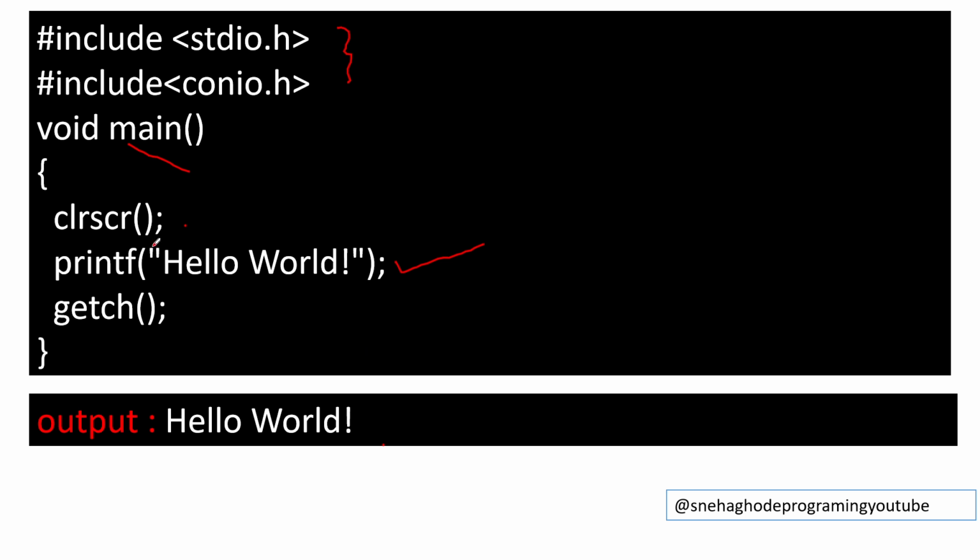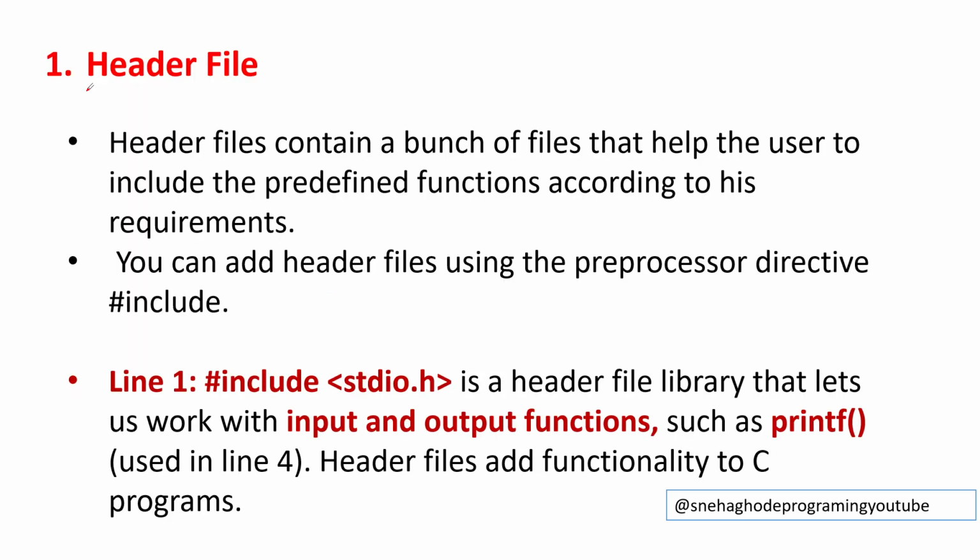So whatever the terms are written inside the opening and closing double quotes, the same words or phrases or sentence is going to be printed as it is. Okay, so let's have a look at our first thing, that is the header file. A header file contains a bunch of files that helps the user to include predefined functions according to his requirement. You can add the header files using the preprocessor directive, that is hash include.